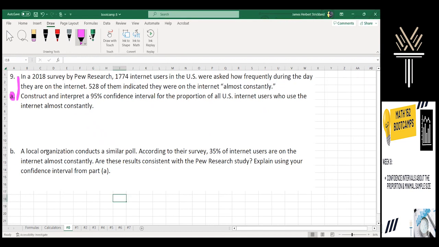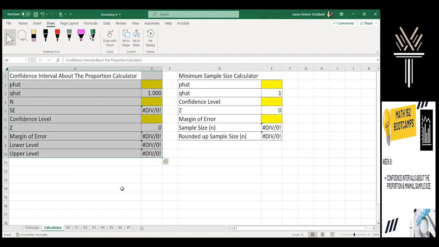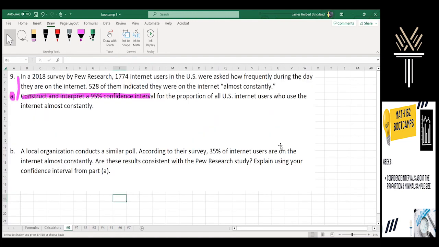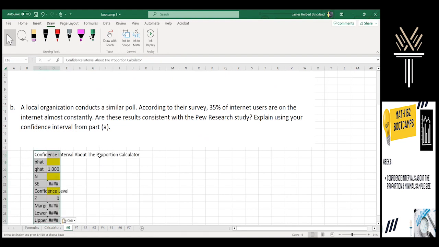So starting down here, it says construct a confidence interval. Okay, so we look at our calculators. Which one's going to build a confidence interval? Well, the one on the left, the one called a confidence interval calculator. So without even reading anything else, I already know I need this calculator. So I'm just going to copy it by Control-C or Command-C, go into my new spreadsheet and pick a place that I want to put it.